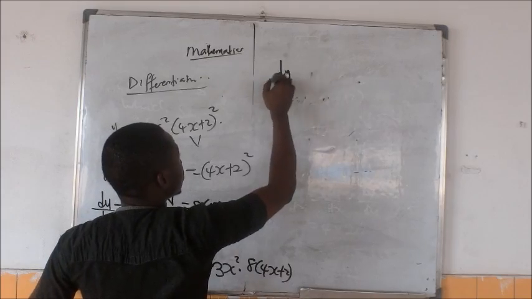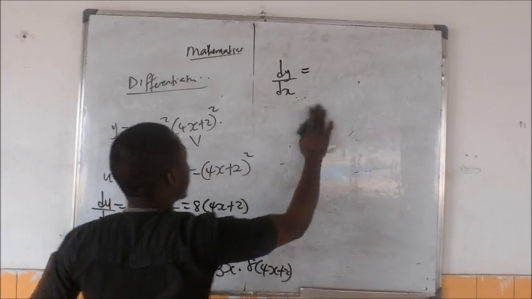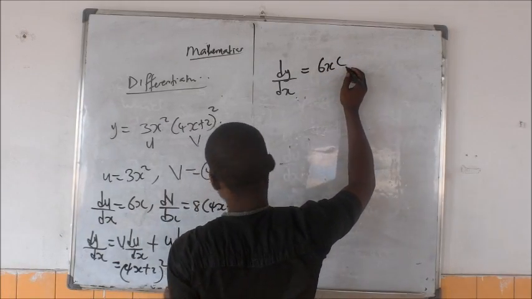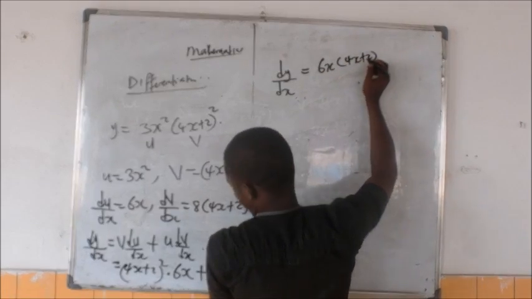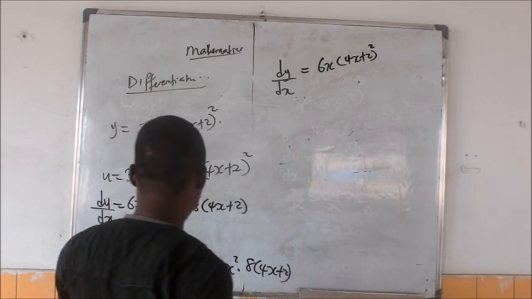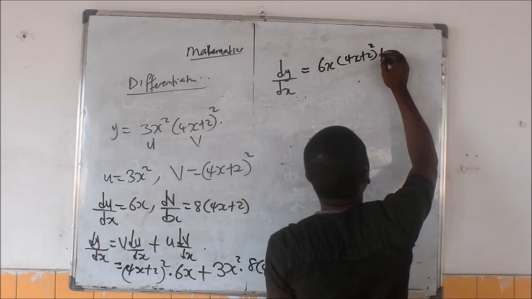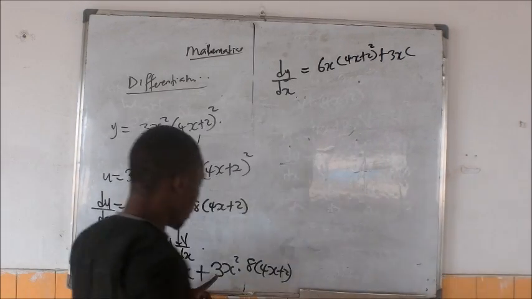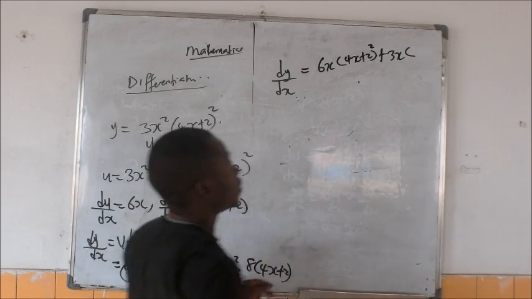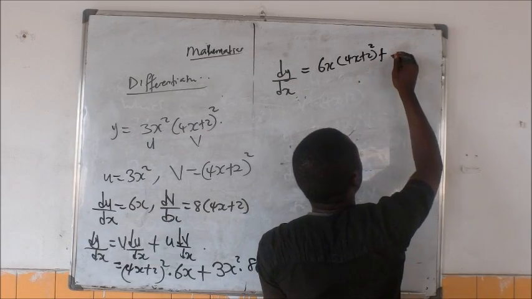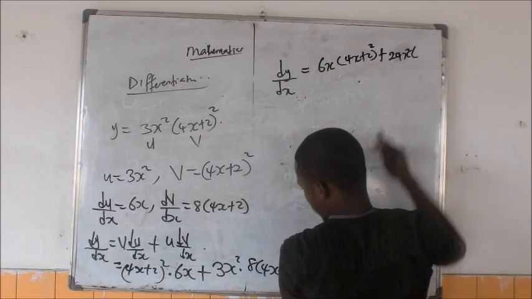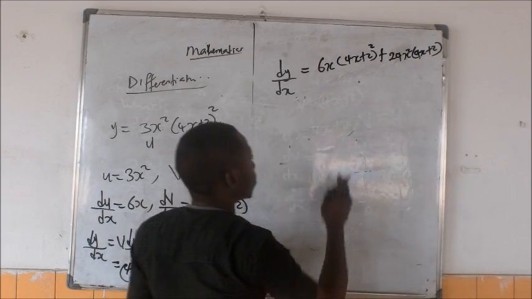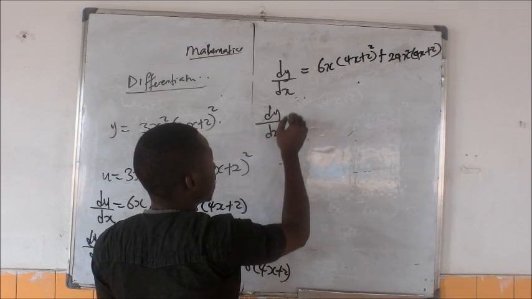So at the end of the day, you have dy over dx equal to 6x into bracket (4x + 2), all of square, right? Then plus 3x squared into bracket 8 into (4x + 2). Okay, now let's do 8 times 3. 3 times 8 will give you 24x squared. Then you have 24x squared into (4x + 2). So here you have dy over dx to be equal to what?